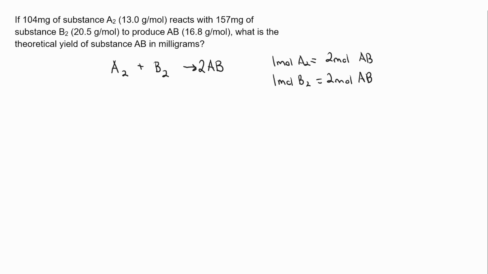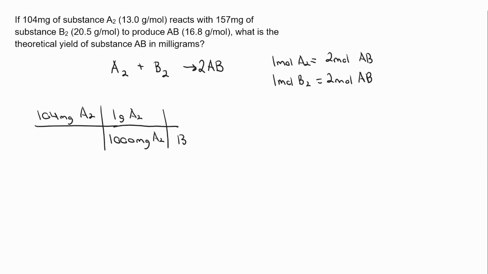Now, since we have those molar ratios, it's the same process as the previous page. But now we have milligrams, so we can convert them to grams using the conversion factor from grams to milligrams. If we have 104 milligrams of substance A2, using molar mass, we need to put it in grams. So we need to convert from 1,000 milligrams to 1 gram of A2. And now we use the molar mass that's given to you within the table of 13.0 grams of A2 is equal to 1 mole of A2.